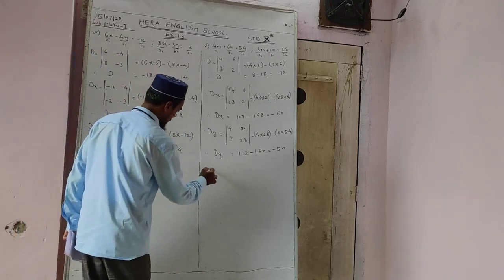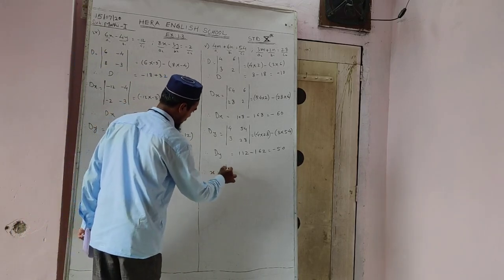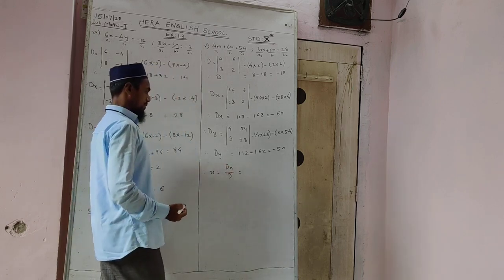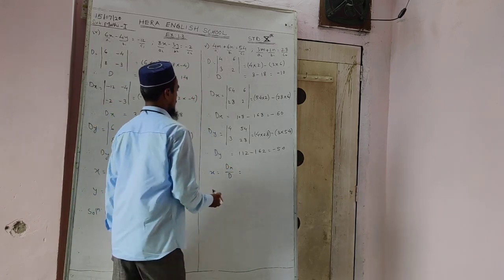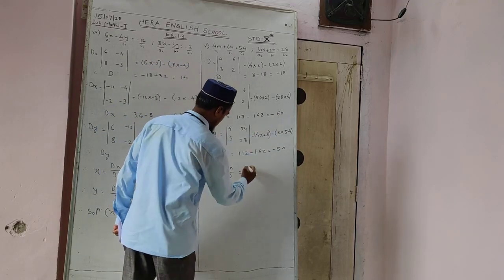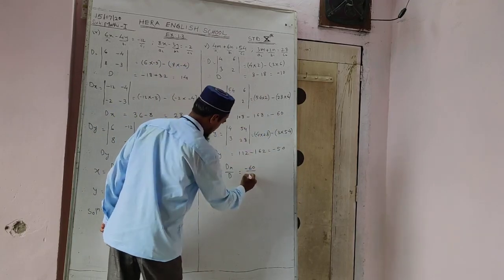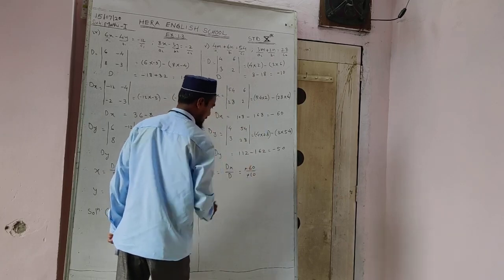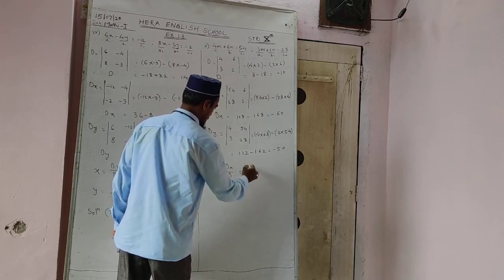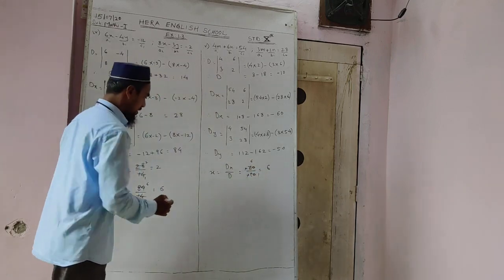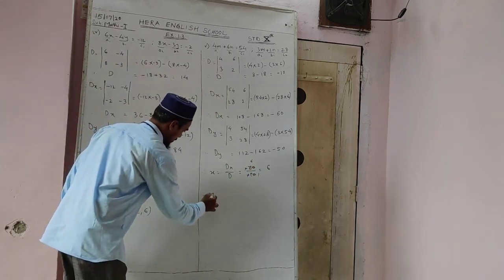Now continue to get the value of x. The formula is dx upon d. Keep the values here: the dx we have is minus 60, and d we got is minus 10. Minus minus cancel. Now 10 ones are 10, 10 6s are 60. You will get 6. That is the value of x.